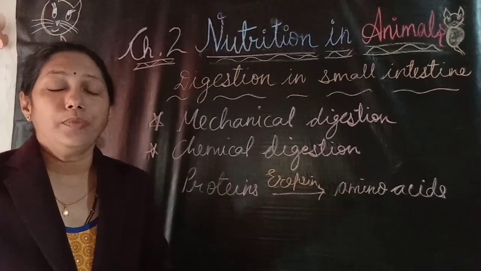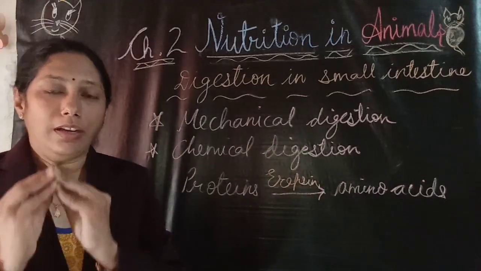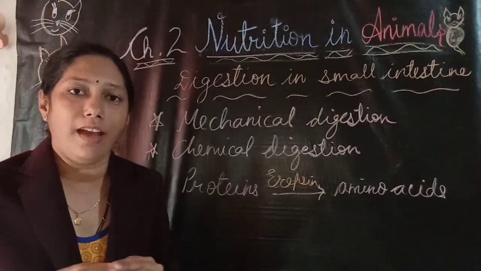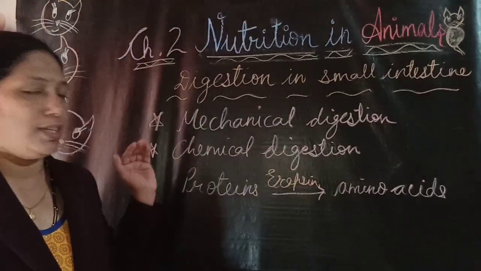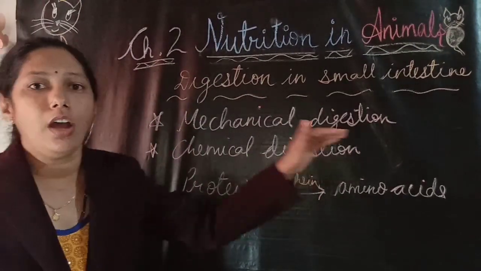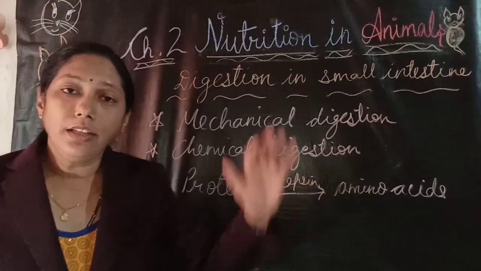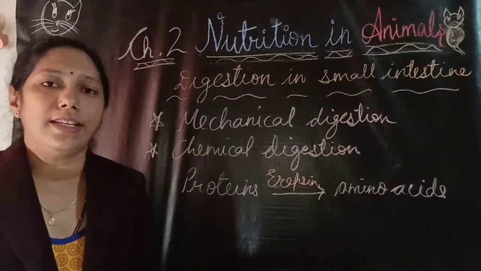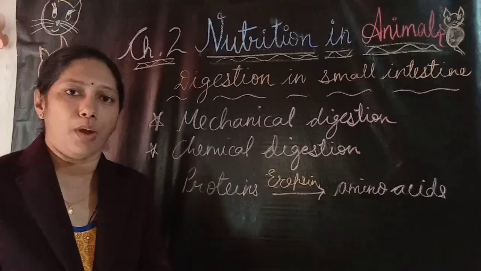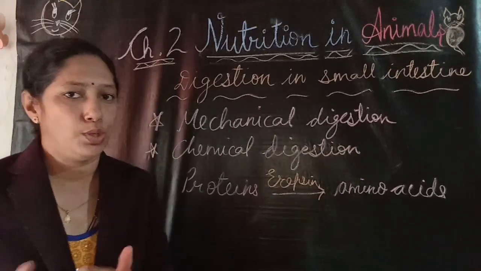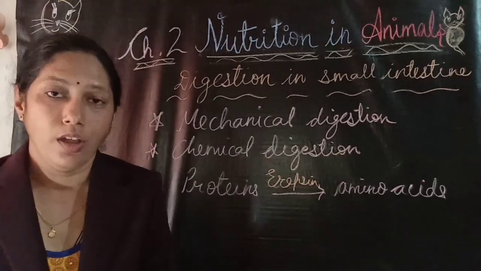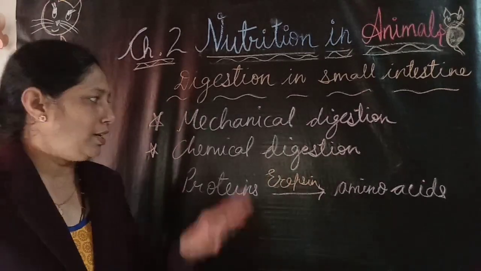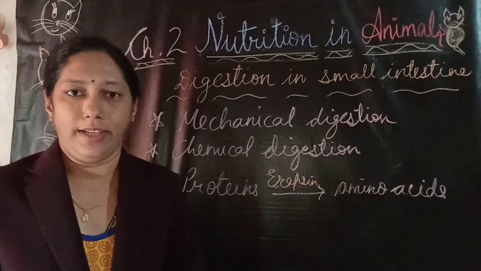Here the intestinal juices contain enzymes like erepsin. This erepsin digests the proteins into the amino acids. Other enzymes are also there which digest the remaining amount of carbohydrate into simple sugars and the fats into the fatty acids and glycerol. This way the chemical digestion occurs in the small intestine.